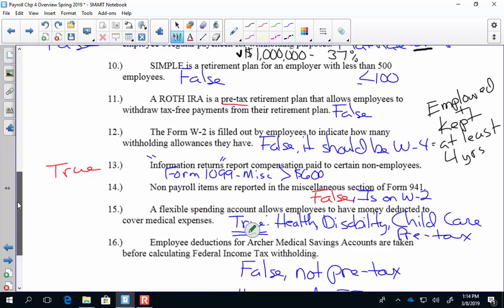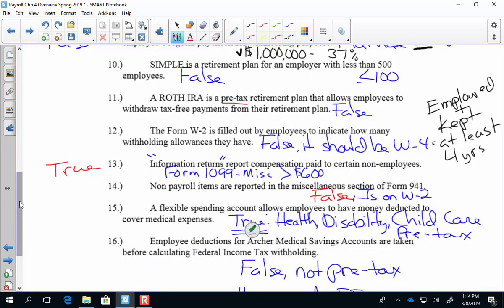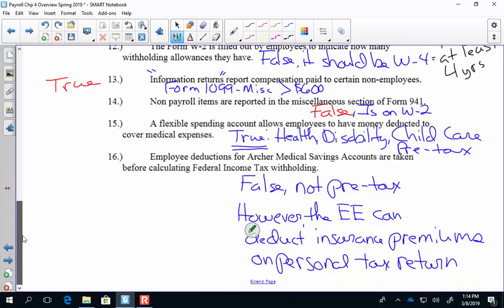There's some discussion on Roth IRAs compared to normal IRAs or 401k plans or simple IRAs. Remember, a Roth is not pre-tax. It does not reduce the federal income tax like a simple IRA or a 401k does. So watch for those differences. Again, let me know if you have any questions on any of these. Even this Archer medical savings account, it's a one paragraph thing in the book, but you might get a true-false question on it.